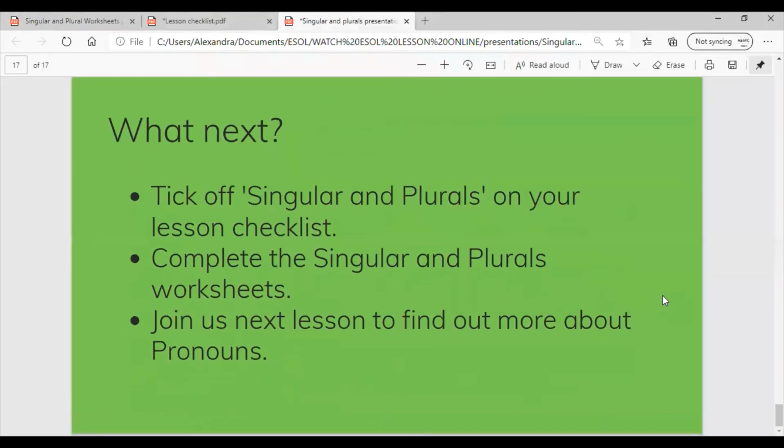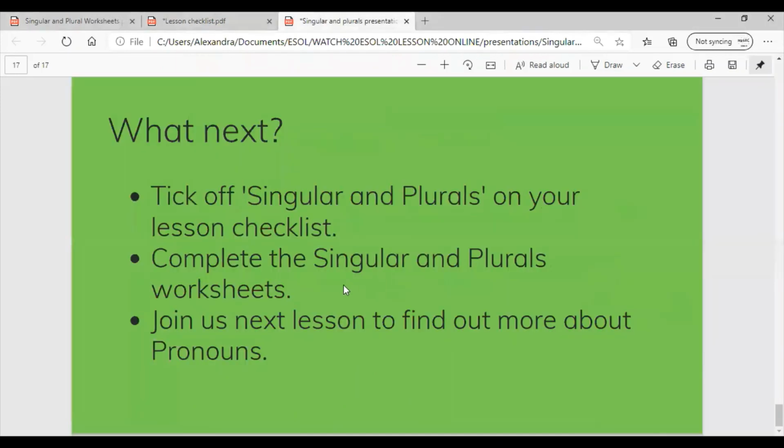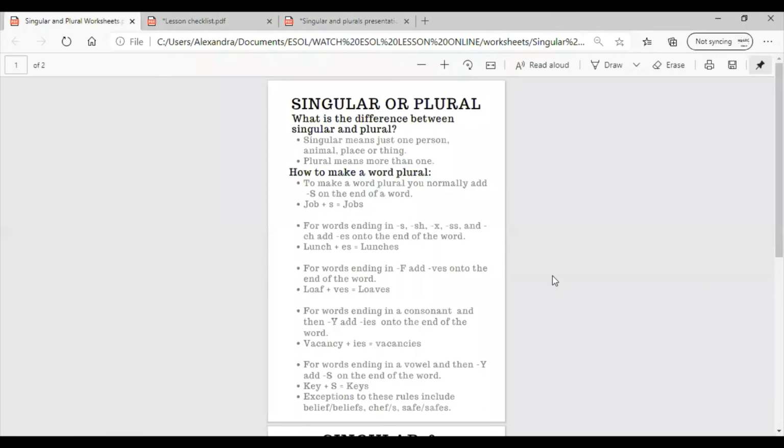Okay, and so what's next? You can tick off singular and plurals from your lesson checklist, to say you've attended that one. You've not got many left to go now for this quick course. Hopefully you have found it useful. You've also got the singular and plural worksheets to complete at home.